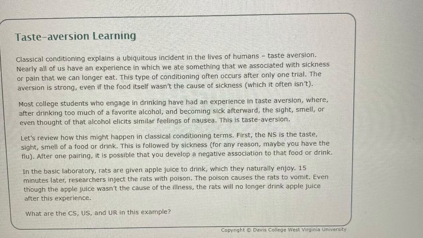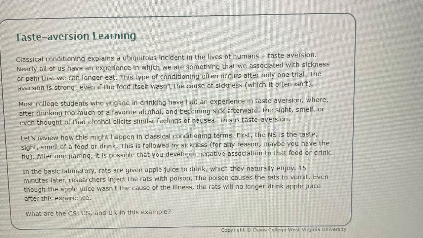Taste aversion learning. Classical conditioning explains a ubiquitous incident in the lives of humans, taste aversion. Nearly all of us have an experience in which we ate something that we associated with sickness or pain that we can no longer eat. This type of conditioning often occurs after only one trial. The aversion is strong even if the food itself wasn't the cause of sickness, which it often isn't.